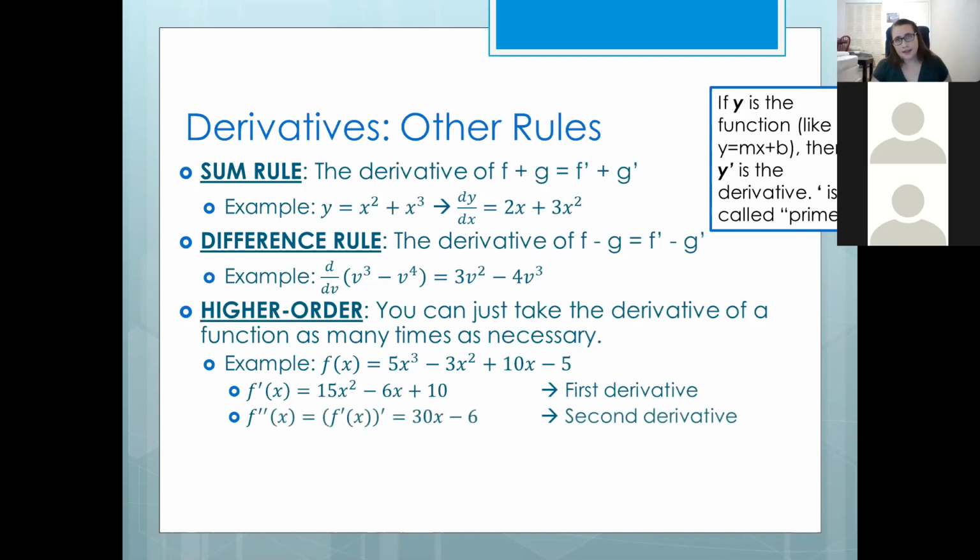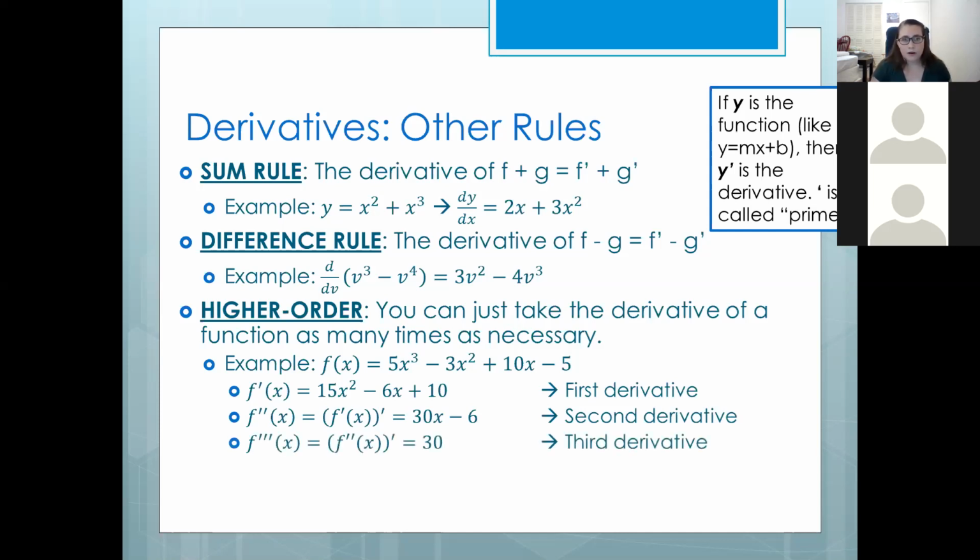Now you can do that again and find the second derivative by taking the derivative of the derivative. And in that case, we just add on another prime in our notation. So f double prime, or f prime prime, is the derivative of our derivative. So again, we apply that power rule just like we saw. 15x squared, the derivative is 30x. The derivative of 6x is 6, so 30x minus 6 is our second derivative of that function.